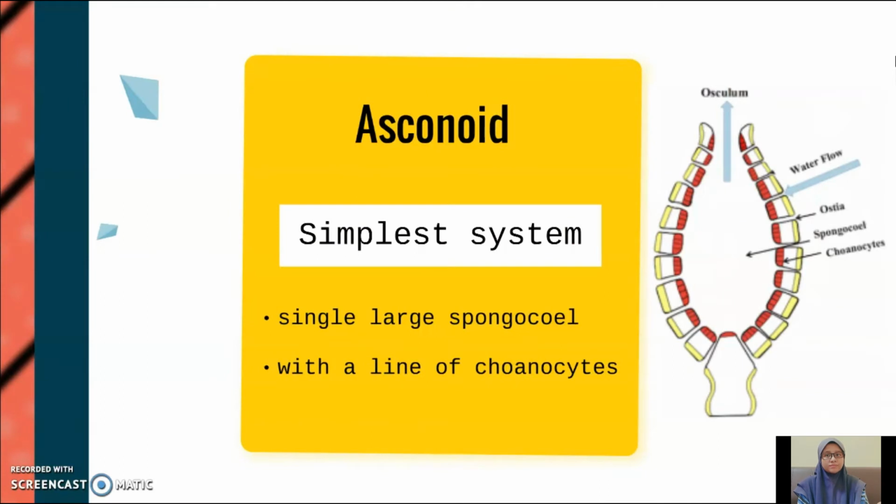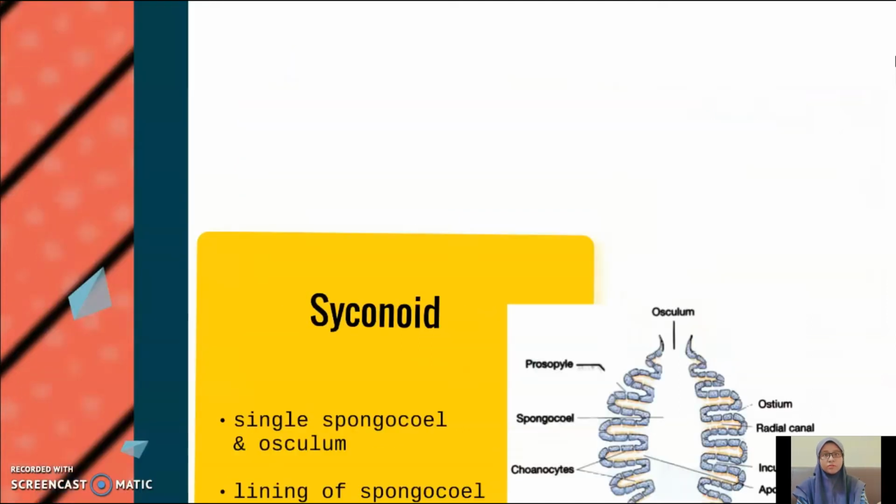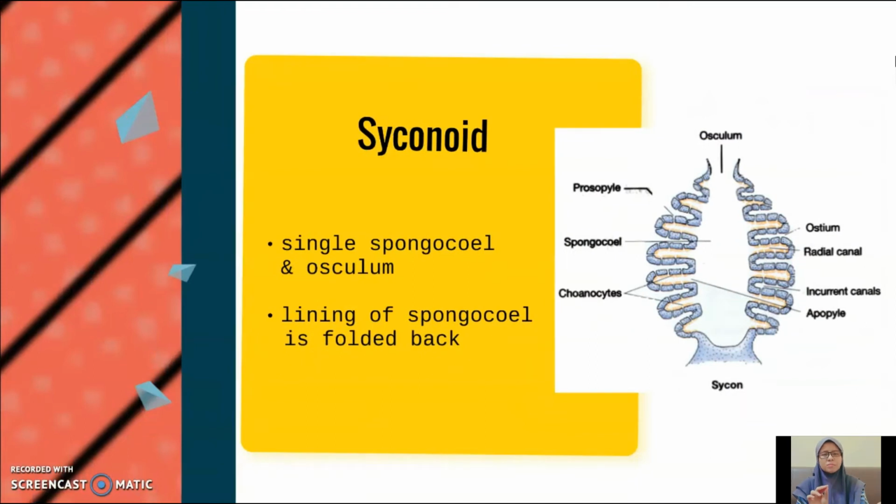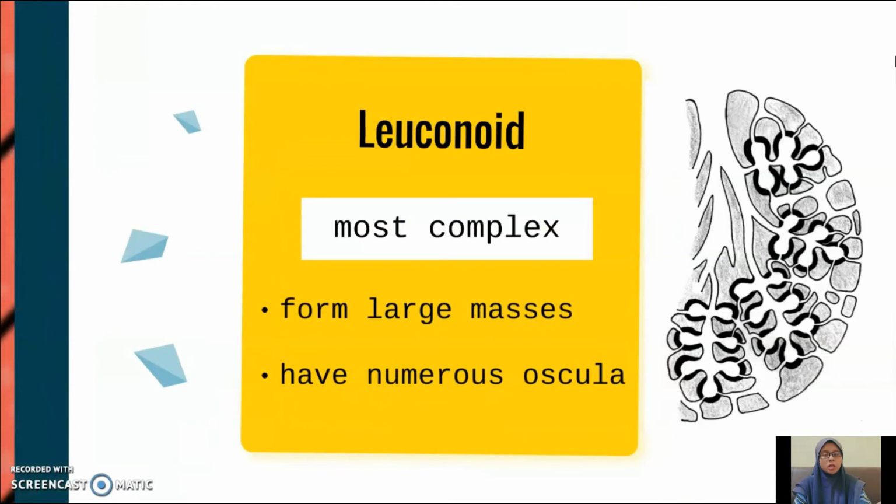For asconoid, it is the simplest system with a single large spongocoel, and there is a line of choanocytes at the spongocoel wall. Then for syconoid, as you can see, it's a little bit more complicated, but still with a single spongocoel and 1 osculum. But the lining of the spongocoel is folded back. And the last one, leuconoid. Leuconoid is the most complex canal system for Porifera. Usually they form large masses because they have numerous oscula.